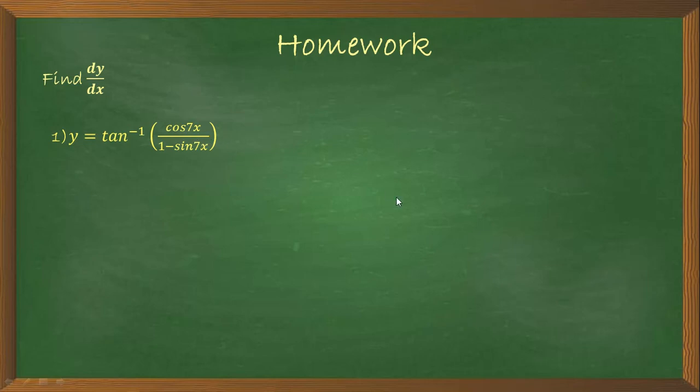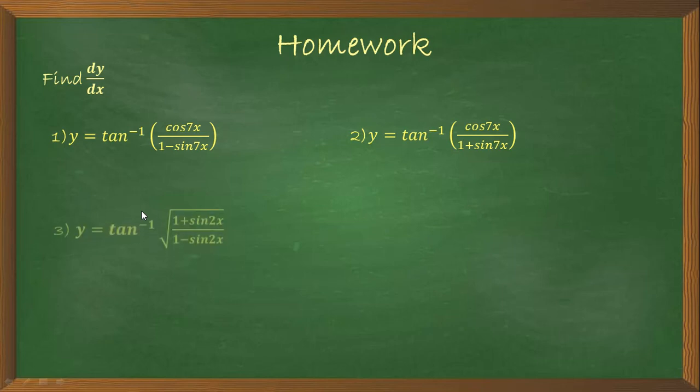Check this. Then suppose y is equal to tan inverse of cos 7x upon 1 plus sin 7x. It is a similar type of question. If there is cos x upon 1 plus sin x, then what we have to do, we have discussed today. So again here you will get the answer minus 7 by 2. Check this again, try to solve.